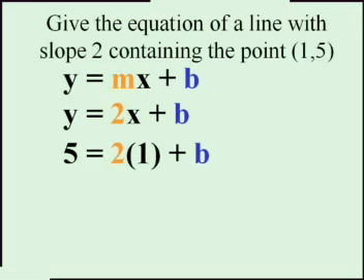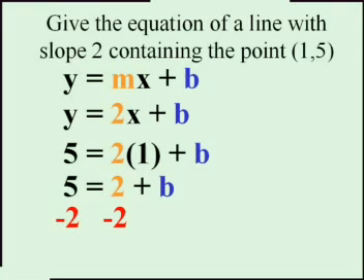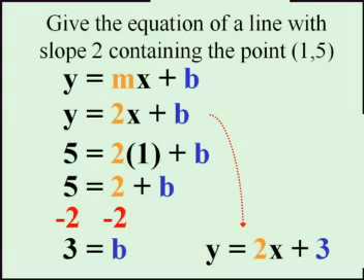Well, if 5 equals 2 times 1 plus b, or 2 plus b, what does b have to be? Subtracting 2 from both sides, b will have to be 3. Now that's not the answer. The answer is the equation. So I take what I know to be the slope, which is 2, and what I know to be the b, or y-intercept, which is 3, and I get the equation.